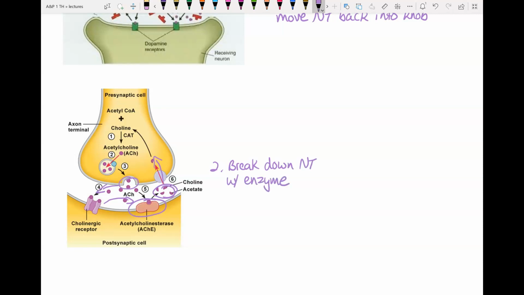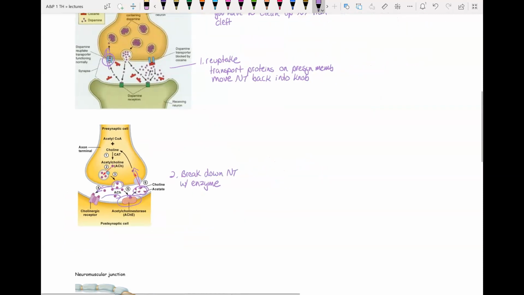So either way, you have to get that neurotransmitter cleaned up. You have to deactivate it so that it can't keep repeating the signal. So the purpose of this is you want to avoid repeating the signal. So that is why you will either take up or break down the neurotransmitter.